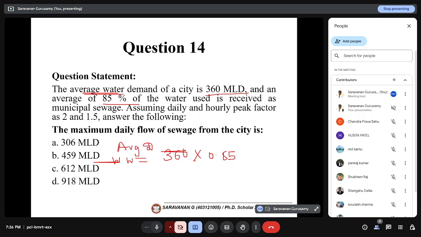They are asking, assuming daily and hourly peak factors 2 and 1.5, answer the following. What is the maximum daily? If the average daily is 360 into 0.85, we are getting 288. Out of this, 288 is the average daily, so we need the maximum daily. What is the average to maximum factor? 2, the daily factor. So if you multiply 288 into 2, that gives the maximum daily.